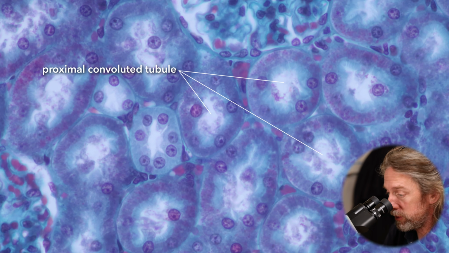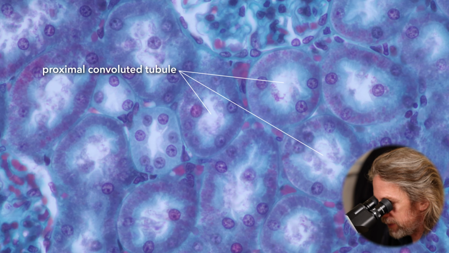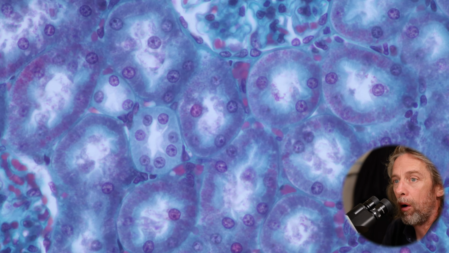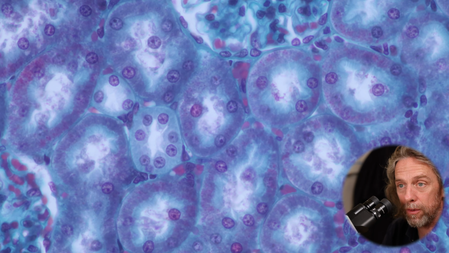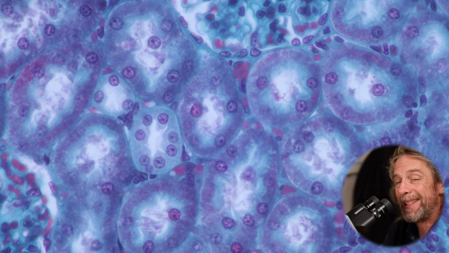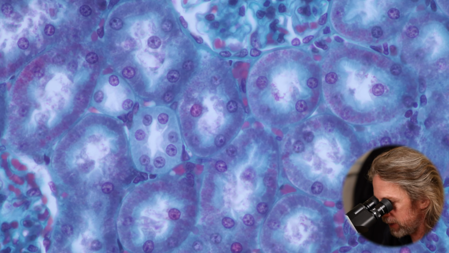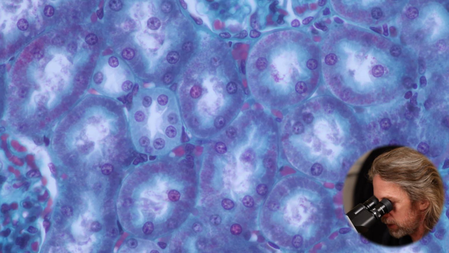So in the proximal convoluted tubule, this is the part of the renal tubule where most reabsorption of water and useful things, some of the salts and the other molecules, occurs. This is the first opportunity that the body has to take back those things that it still needs right now. So the proximal convoluted tubule is where a lot of the reabsorption occurs.